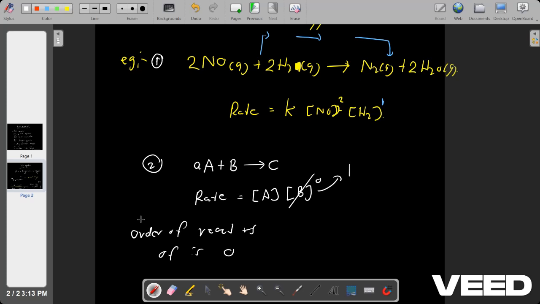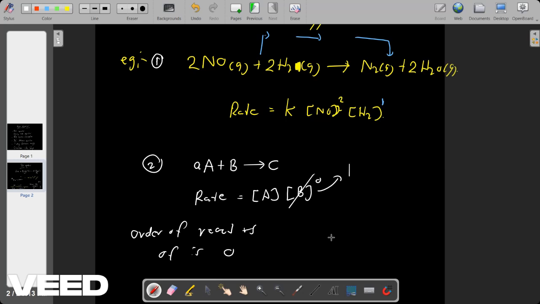Is it a single step or multi-step reaction? Multi-step, right? The stoichiometric values are 1 and 2. Here the orders are different, right? It is happening in multiple steps. We don't know how many steps are involved, but definitely not a single step reaction. So by looking at the rate equation and the stoichiometric values, we can assume whether it is happening in a single step or multi-step. Is it clear? Right.